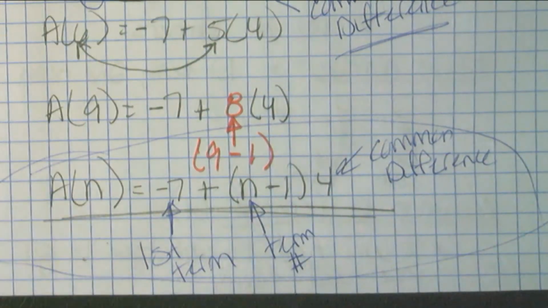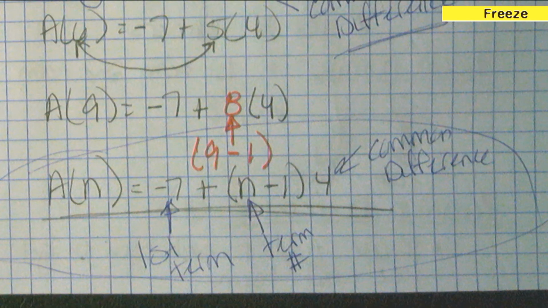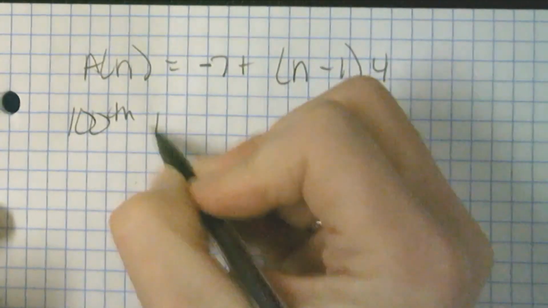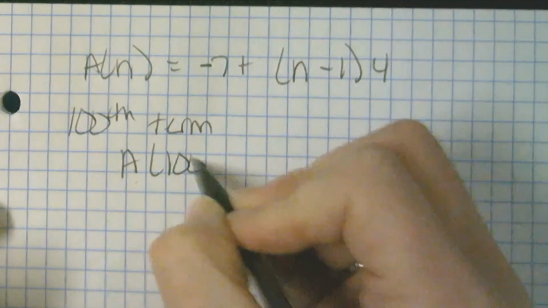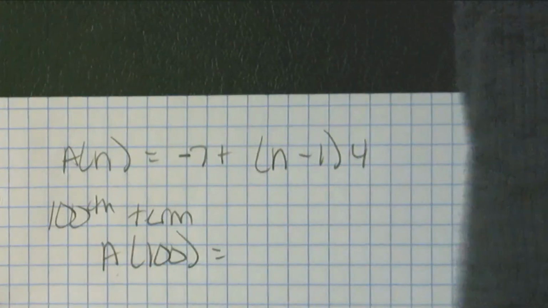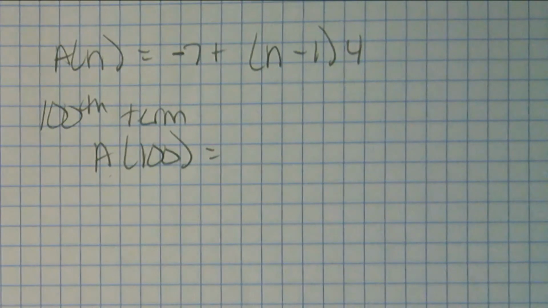So all of you find what the 100th term would be. So I'm going to use that sequence. I'm just going to flip and rewrite it. So a of n is equal to negative 7 plus n minus 1 times my common difference of 4. And I want to find the 100th term. So I want a of 100. So what do I have to do to find this 100th term? Peter?